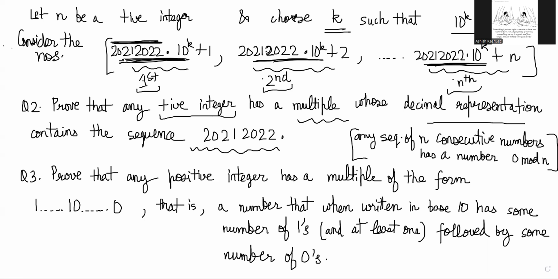Each of these numbers will start with 2021, 2022, right? Yes, sir. And after that, you have put some zeros. Correct? So after that, it is guaranteed that out of any of these n numbers, you will have a multiple of n. So we chose 10 to the power k greater than n so that the digits don't change. It remains 2021, 2022.